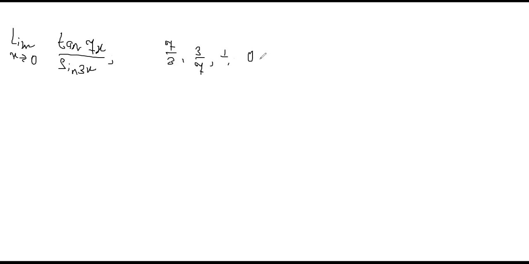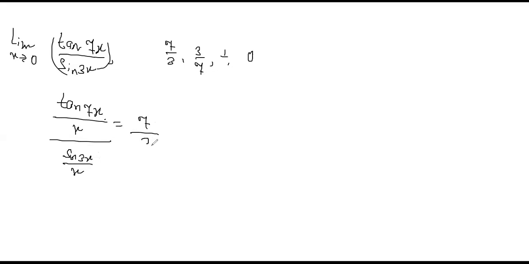Okay. Can you tell me how you are calculating? Is there any specific method, or have you just learned about it? Just a guess. Okay, no problem. You know that you can write tan 7x by x, and sin 3x by x. Now from the previous question, it will be 7 and it will be 3, so its answer will be 7 by 3. Very good.